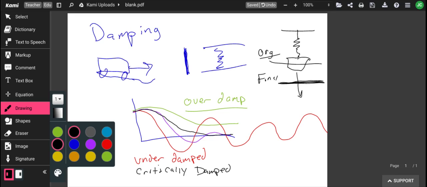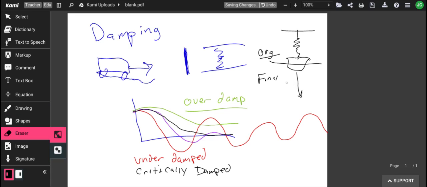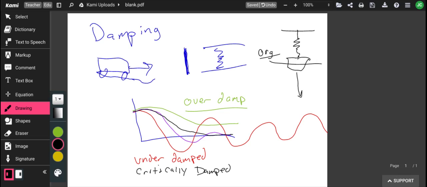Critically damped, you would pull it down, and when you pull it down, the final position is going to be the same as the original position. And then the underdamped, this thing is going to oscillate for a while and then eventually come to a stop. The underdamped is what we saw when we were in our lab doing our spring activity earlier this year.